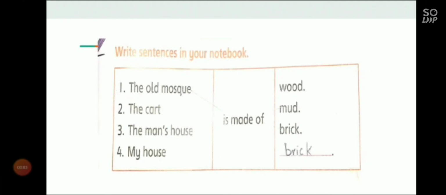Number 4. My house is made of. Now look here and think, is your house made of wood, mud, or brick? Yes, my house is made of brick. So brick is both a modern and an old means of building. It's a building material which was used in old times and in modern times as well.